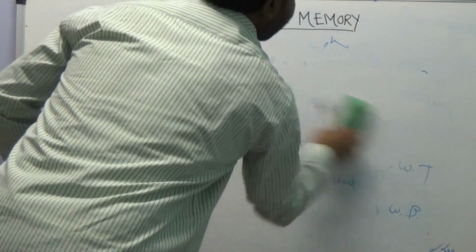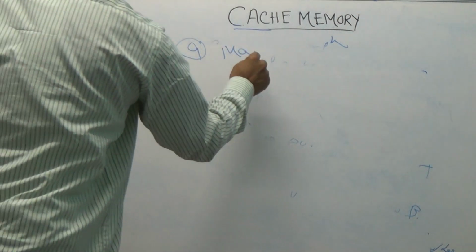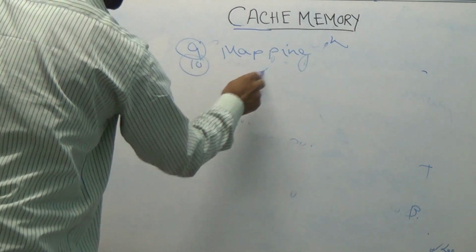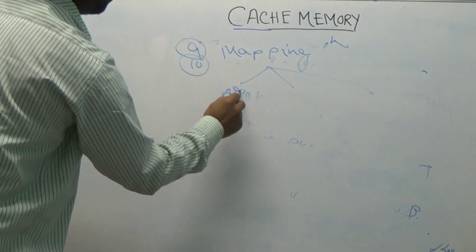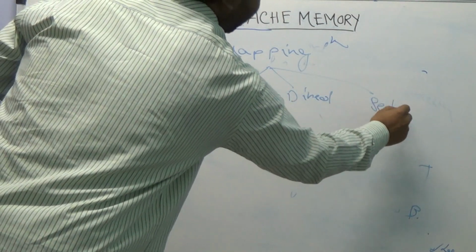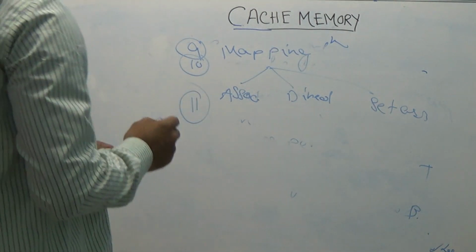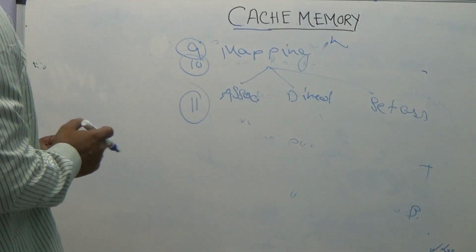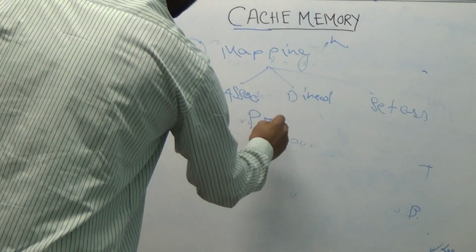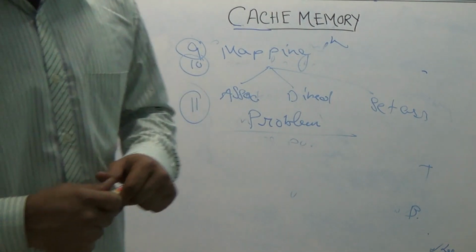Next we have learned about mapping. We have learned about different types of mapping, that is associative, direct and set associative, and finally we determined the subfields from a given problem, and that concludes lecture 2.